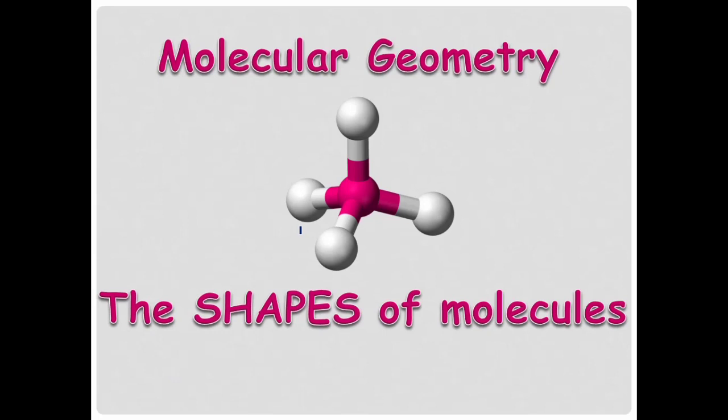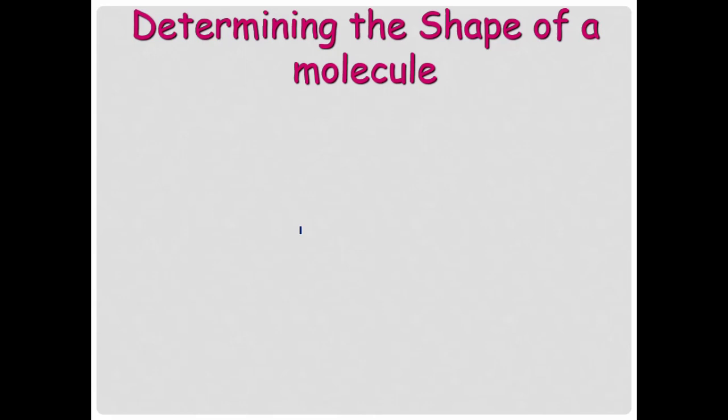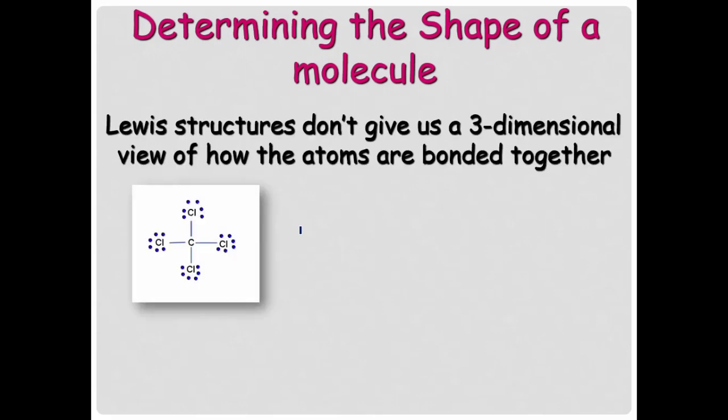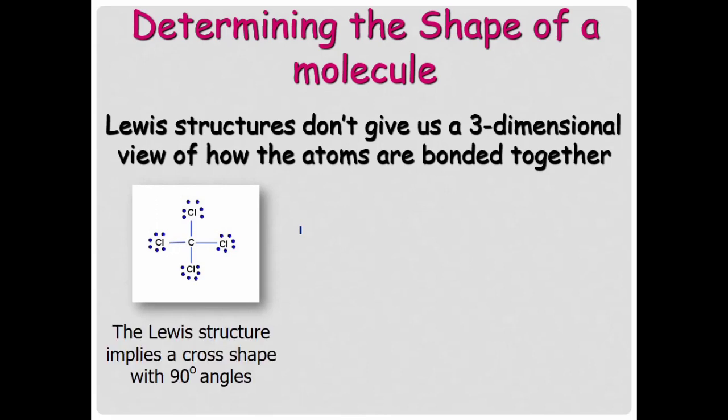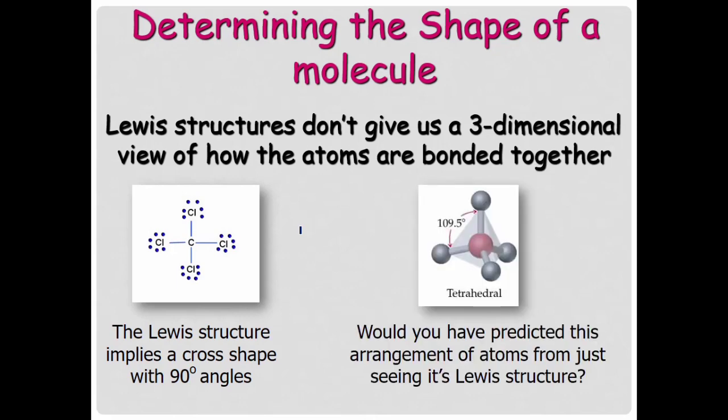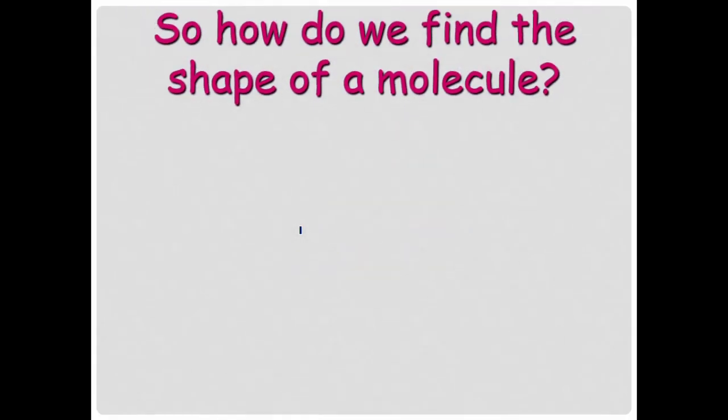Hello everybody, our topic today is about molecular geometry, the shapes of molecules. Determining the shape of a molecule: Lewis structures don't give us a three-dimensional view of how the atoms are bonded together, like what we see in the picture. The carbon tetrachloride there, the Lewis structure implies a cross shape with 90-degree angles, but actually the real shape of carbon tetrachloride is tetrahedral with the angle 109.5.